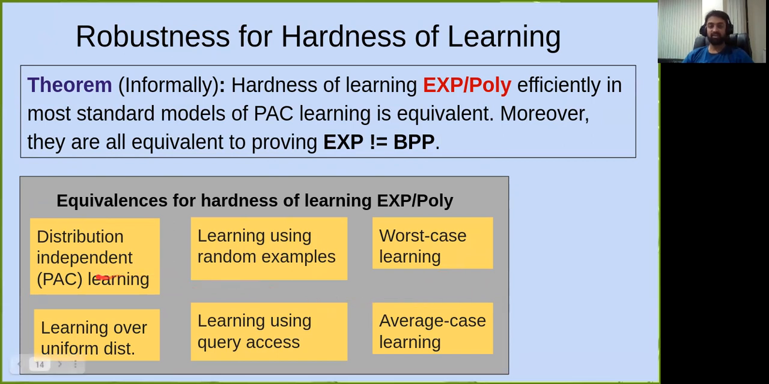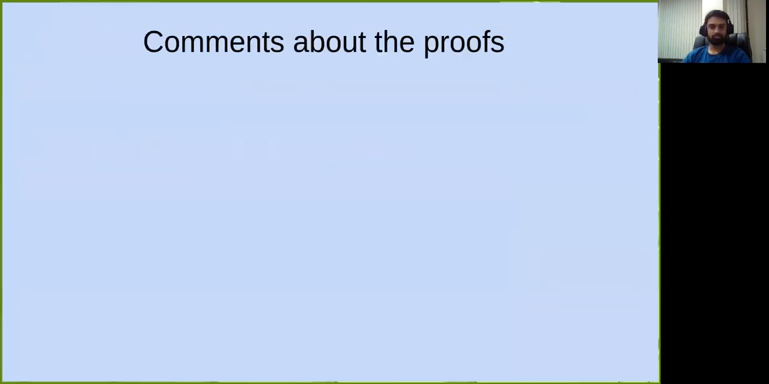So we show that the hardness of learning in all these models is equivalent to proving that EXP is not equal to BPP, which in turn, of course, is equivalent to non-trivial de-randomization of BPP. So I'll make a quick comment about the proofs.